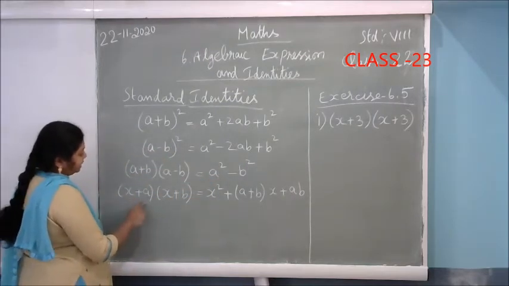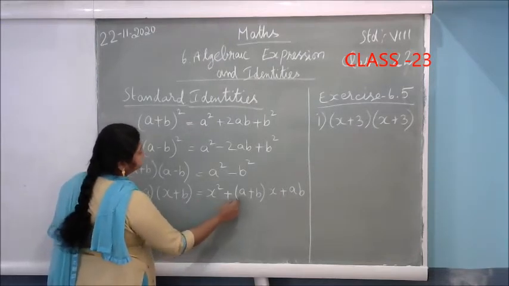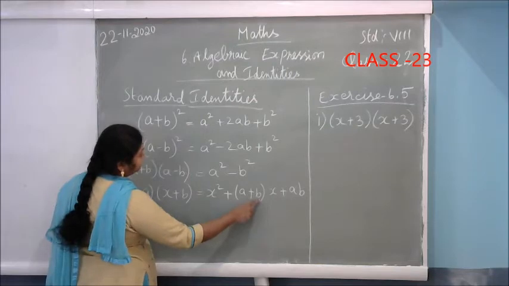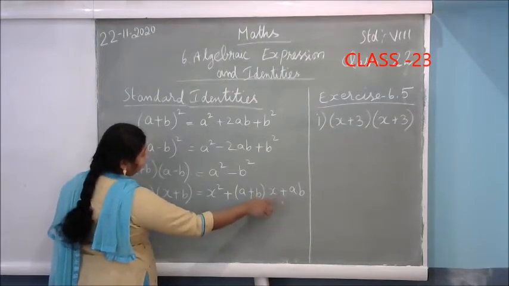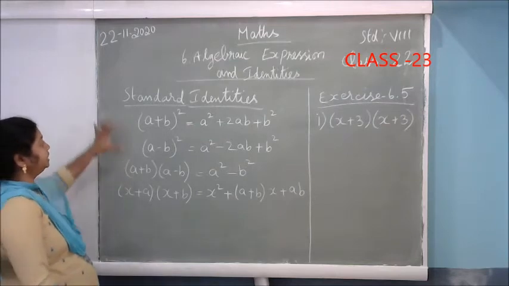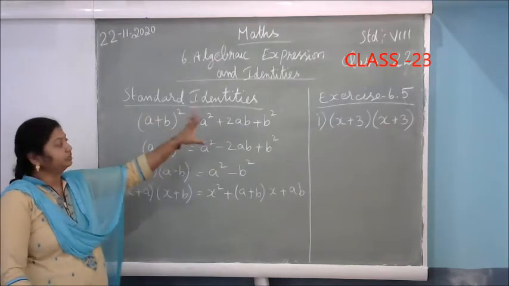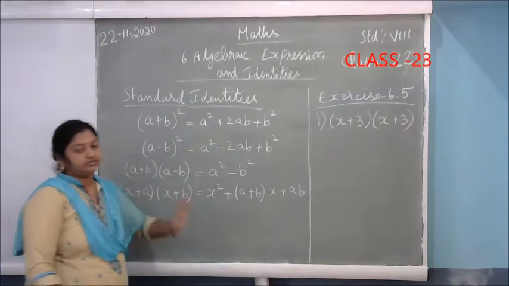a plus b into a minus b is equal to a square minus b square. And x plus a into x plus b is equal to x square plus, inside the bracket a plus b, and outside the bracket x plus ab. These four formulas are very important. These are called the standard identities. Using these identities only we are going to simplify the given sums.